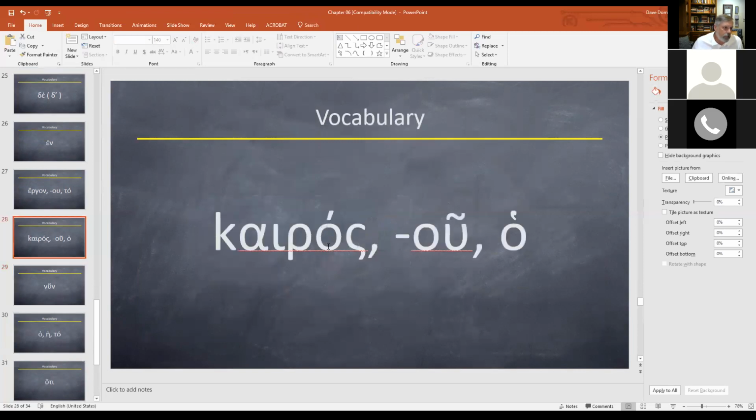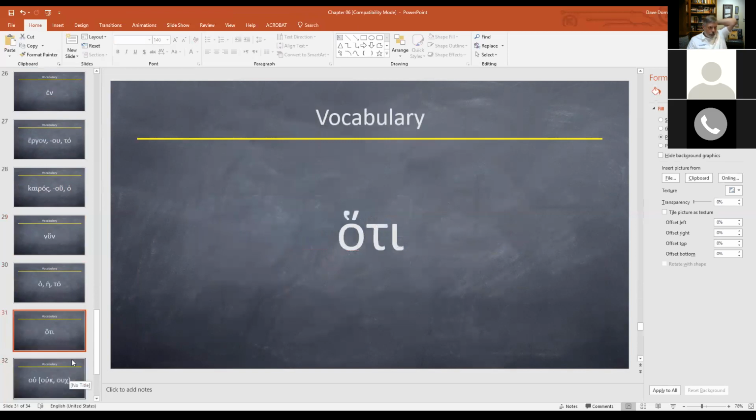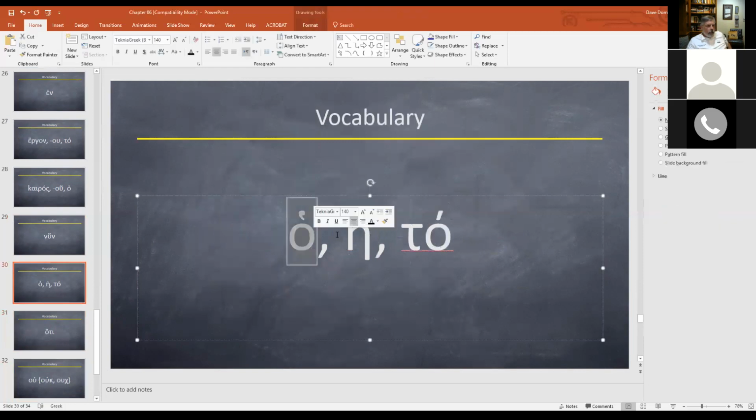Kairos, time or season. So you find a way to make kairos click in your mind. Off the top of my head, I can't think of some. I did when I learned this years ago. But here's the article. The article lexical form: ha, hey, ta.